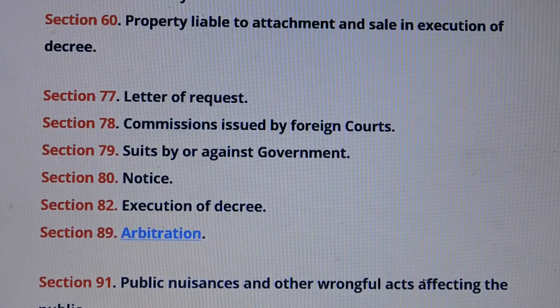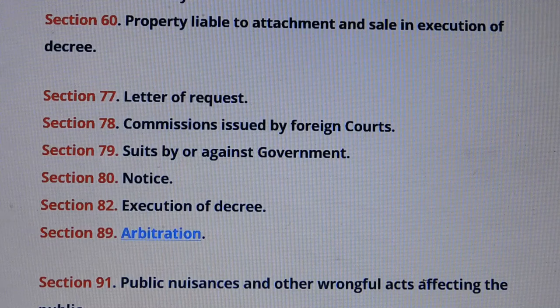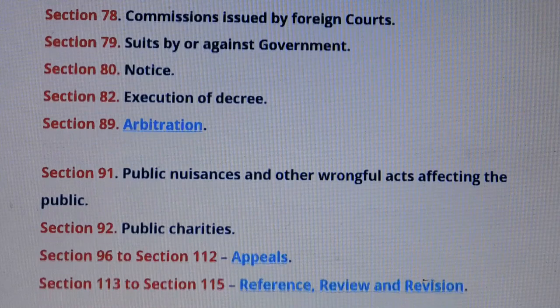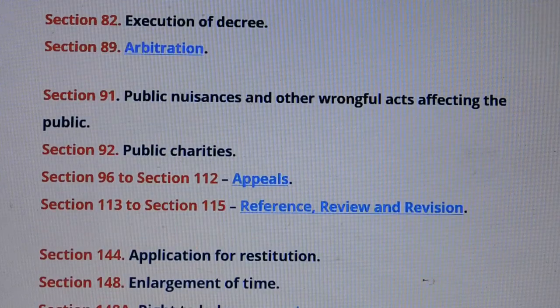Section 78 commissions issued by foreign courts. Section 79 suits by or against government. Section 80 notice. Section 82 execution of decree. Section 89 arbitration. Section 91 public nuisances and other wrongful acts affecting the public.